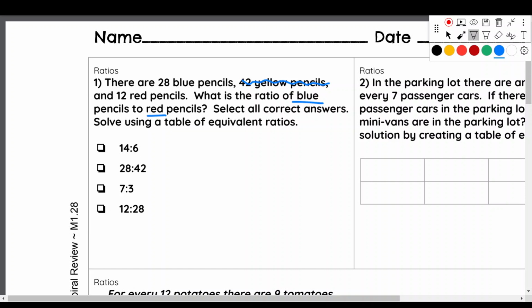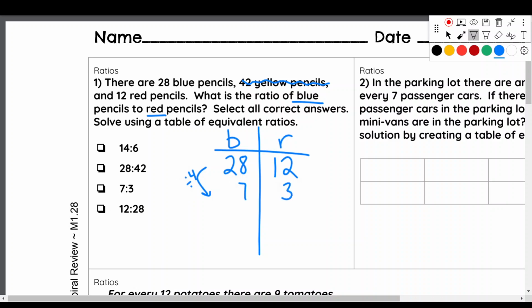And I have a set of 4 ratios that I need to pick from, and I am supposed to use a table of equivalent ratios. So I will have my blue to my red, and I know there are 28 blue and 12 red. First thing I'm going to do is scale this to have largest possible units. So I'm looking for the greatest common factor of 28 and 12. Largest number I can divide them both by, which is 4, which will give me a ratio of 7 to 3, which means 7 to 3 is equivalent to 28 to 12.